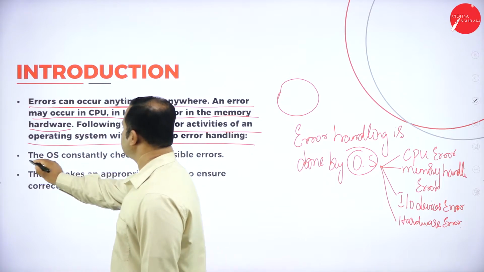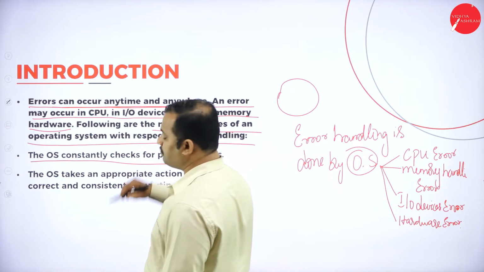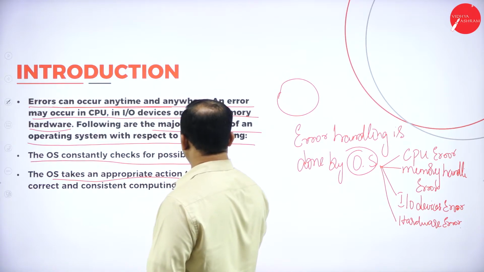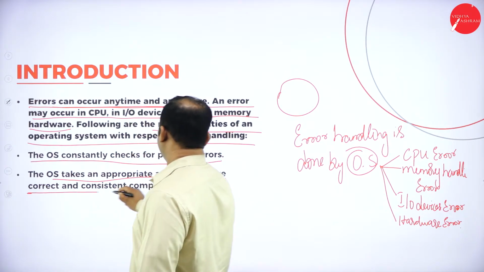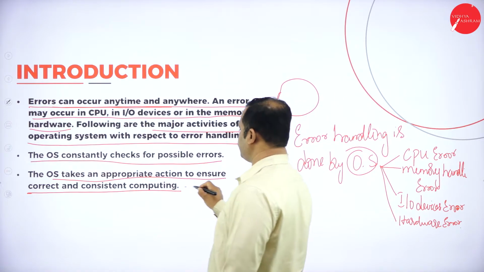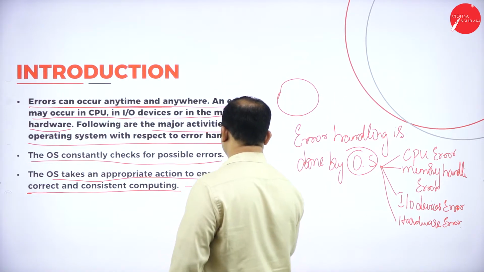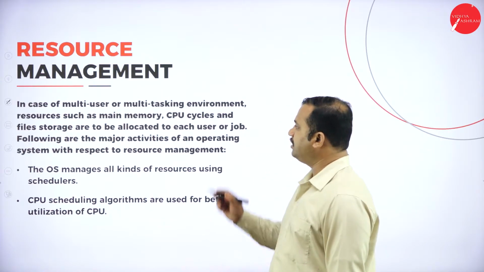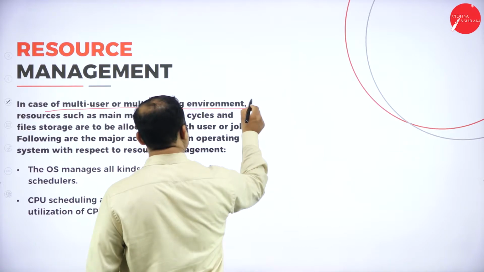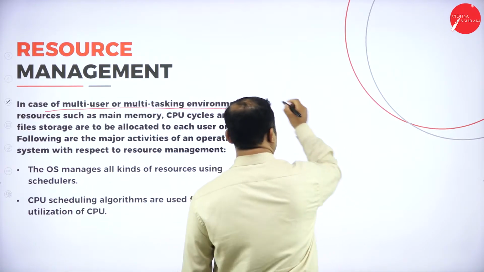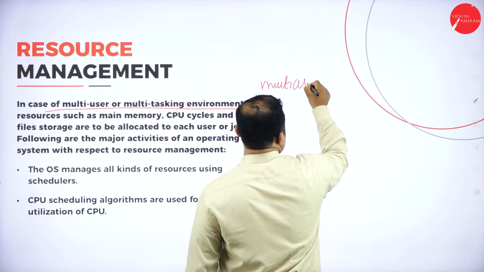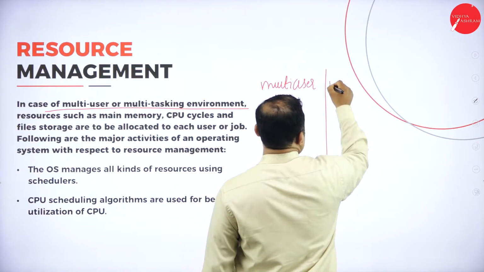So operating system constantly checks for possible errors. That is, the operating system takes an appropriate action to ensure correct and consistent computing with respect to CPU. This is with respect to CPU. Similarly, in case of multi-user environment or multitasking environment, what is the difference between multi-user environment and multitasking environment?